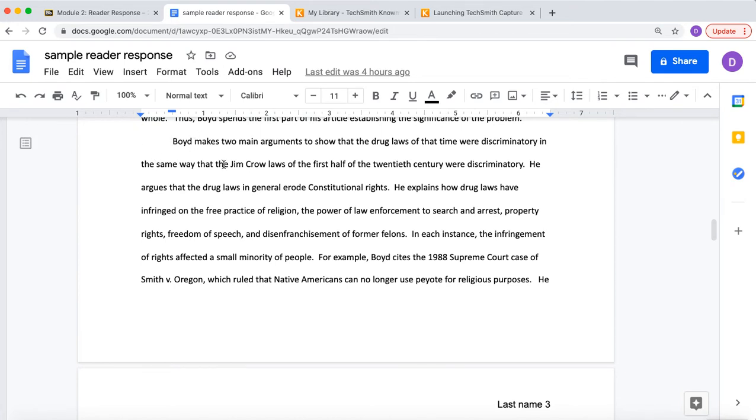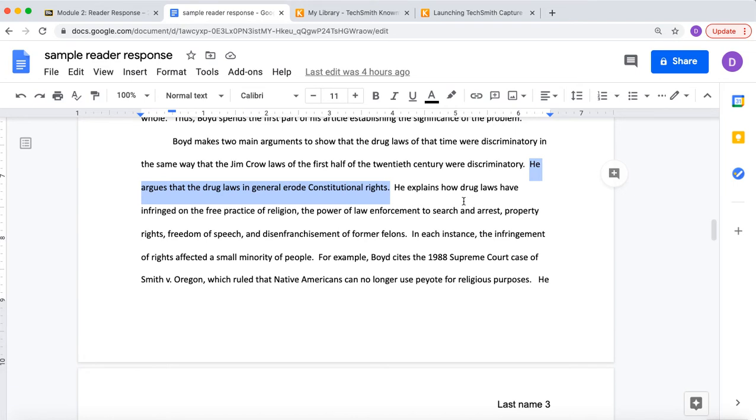Okay, so Boyd makes 2 main arguments to show that the drug laws of that time were discriminatory in the same way that the Jim Crow laws of the first half of the 20th century were discriminatory. Here's my topic sentence. He argues that drug laws in general erode constitutional rights. So this is the sentence that tells you what I will be summarizing. I will be summarizing the part of the article that talks about the erosion of constitutional rights.